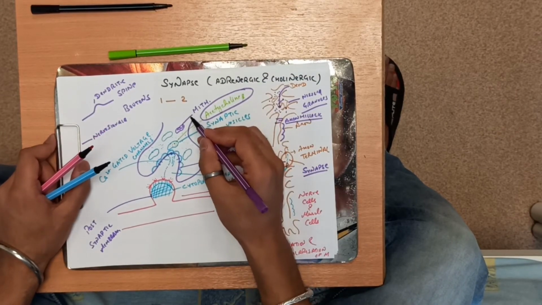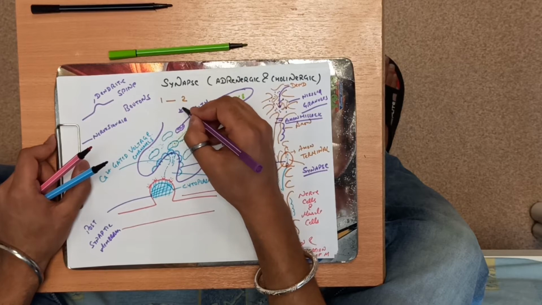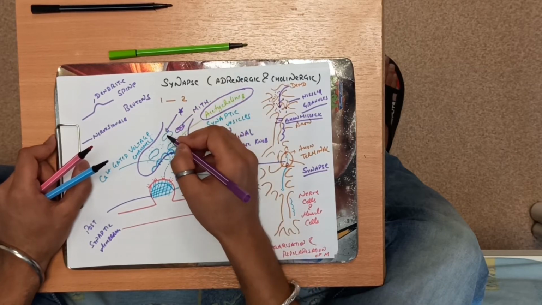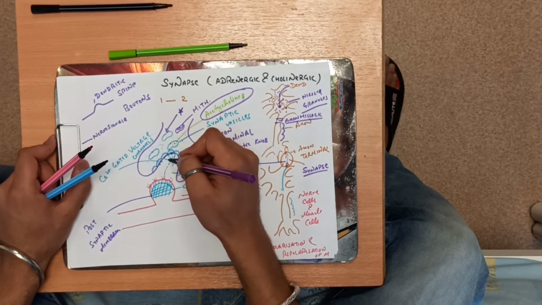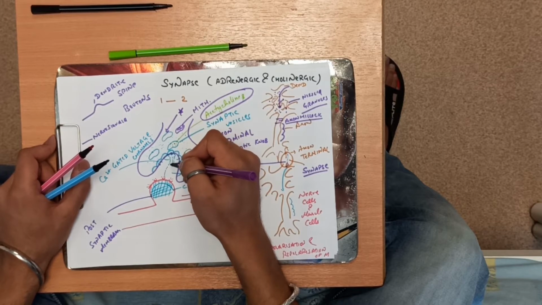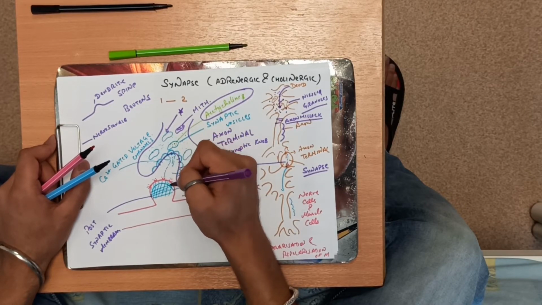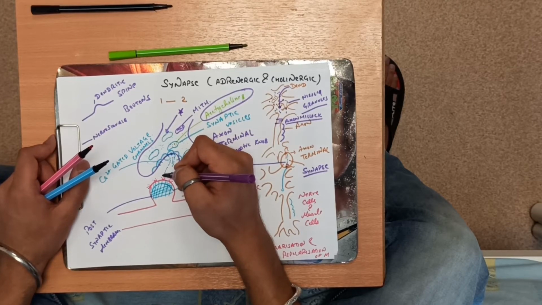When the action potential arrives, suppose this is the action potential, it arrived here, it allowed the synaptic vesicle to fuse to the presynaptic membrane, resulting in the release of acetylcholine, and the postsynaptic membrane, the acetylcholine receptors.